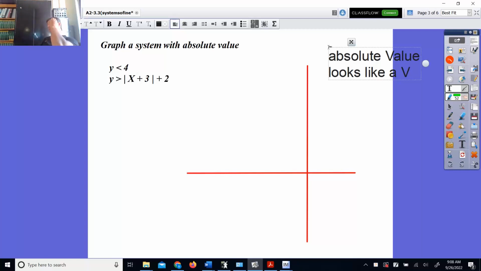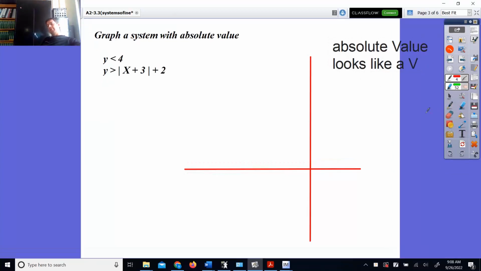What's y less than 4 look like? Horizontal line. Where's it across the y-axis? At 4. 1, 2, 3, 4. Will the circle be open or closed? It'll be open. And what do you know about the line itself? Dotted, dashed, whatever you want to say.